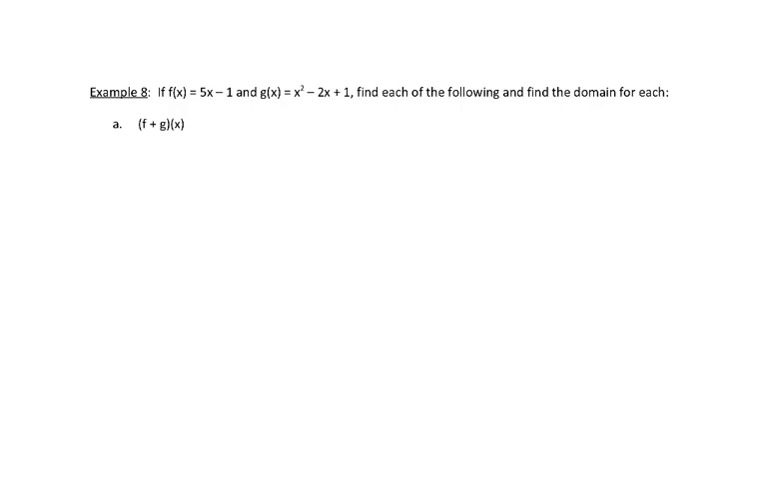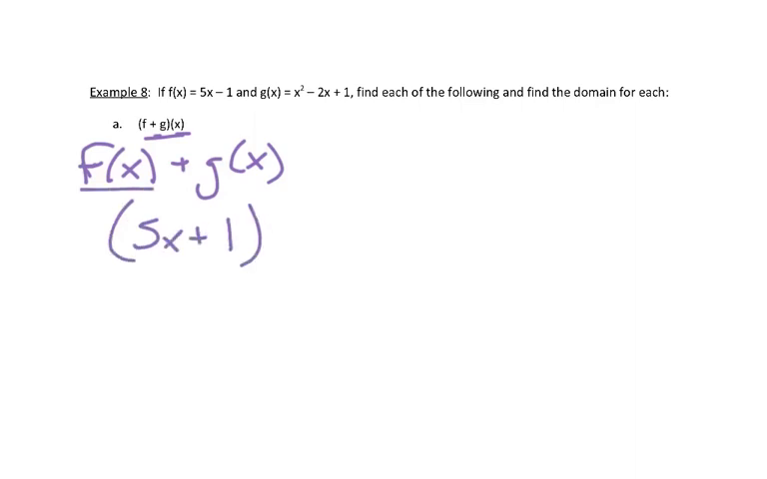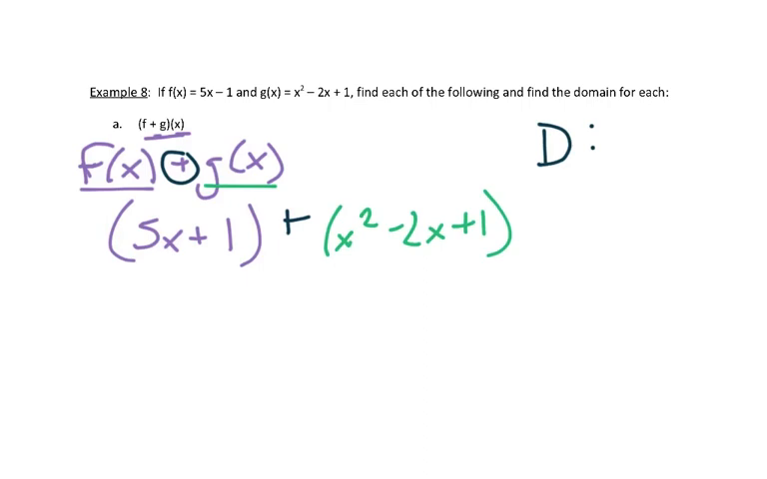So this means right here that we're really doing f of x plus g of x. So f of x is 5x plus 1, and g of x is x squared minus 2x plus 1. And put a plus sign between them because that's what's here. And then we would look for the domain before we simplify. Notice there's no fractions and there's no square root, so that means the domain is negative infinity to positive infinity.